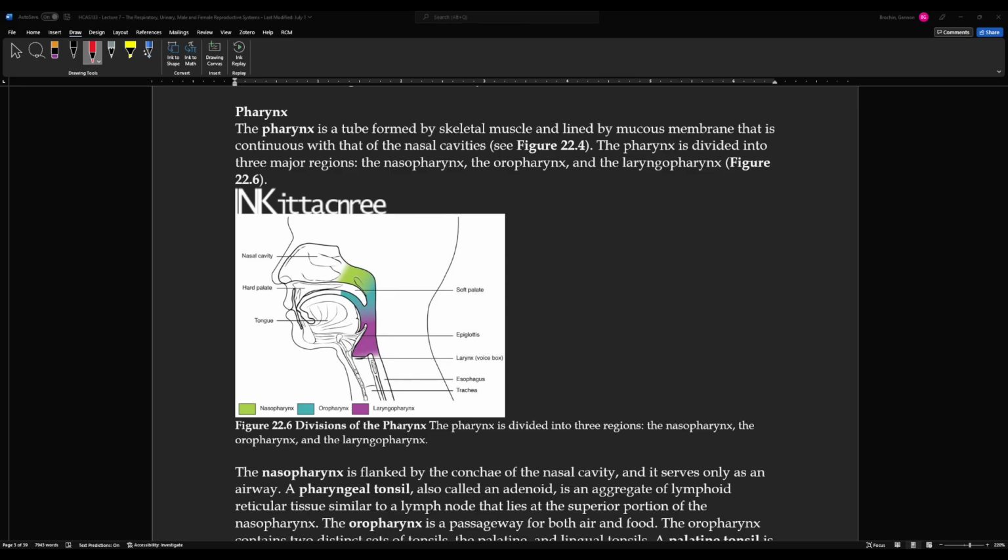It's pretty much just a conducting tube, but the way that we can divide whether something goes into the esophagus or air enters into the pharynx and eventually the trachea is a structure called the epiglottis. It kind of acts as a lid for the pharynx.